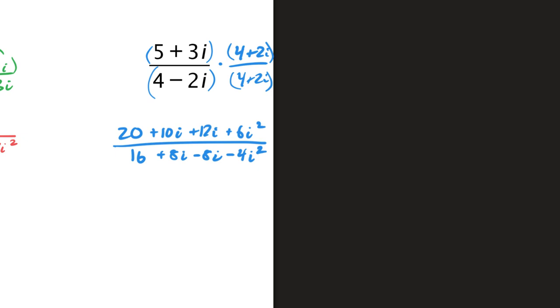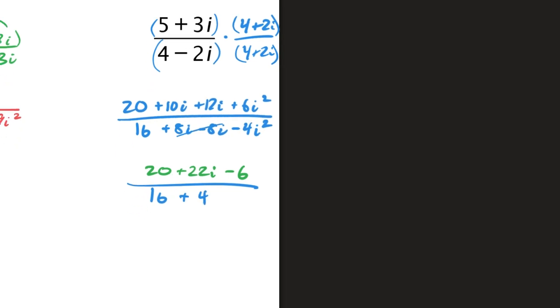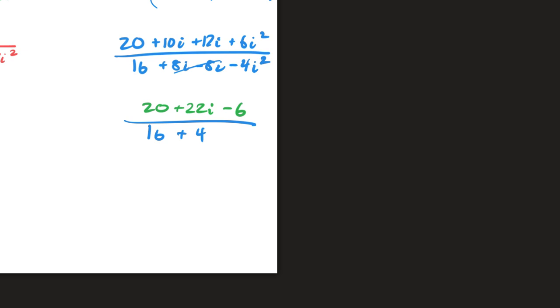Okay, on the top, let's combine our like terms. I got 20. I got the 12 plus the 10, which is 22i. And then really that turns into minus 6 at the end. On the denominator, 16. The negative and the positive 8i cancel out. Plus 4 on the bottom. All right, on the top, let's see here. That gives me 14 plus 22i over 20.